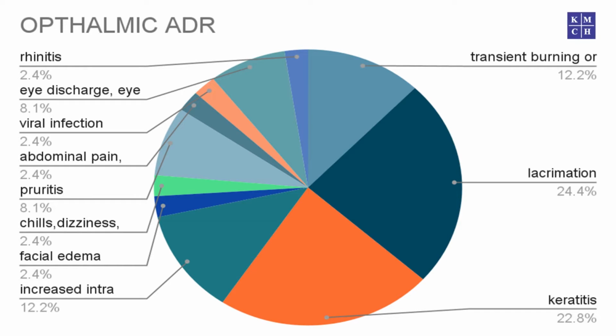Diclofenac affects various parts of our body, causing different adverse reactions. The area may be ophthalmic, systemic, or topical areas. First, we'll see about the ophthalmic area. So from the pie chart given here, we can see that in the ophthalmic area, lacrimation is observed in most patients, followed by keratitis, pruritus, and facial edema, which are some of the other conditions.